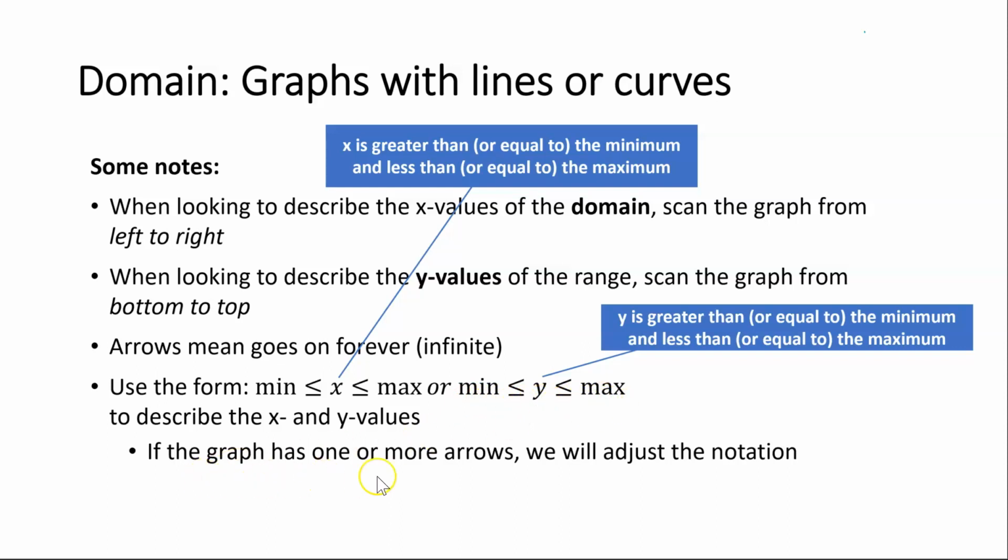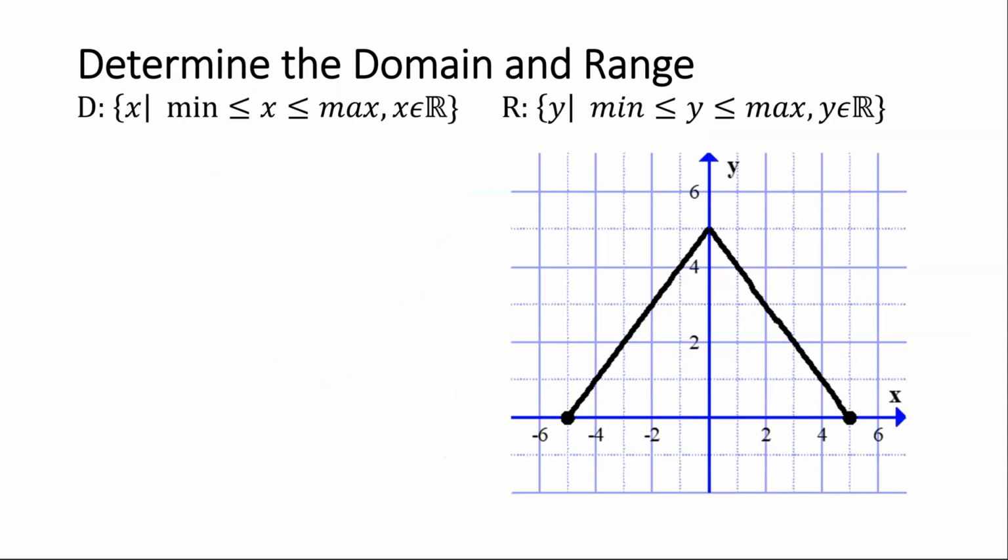But if the graph is going to have arrows, we're going to have to adjust that description, and I'm going to show you how. So let's look at determining the domain and range for this continuous graph over here. How do we know it's continuous? Well, because it's got lines, therefore it's continuous. Okay, what we're going to do is describe the domain and range using this format.